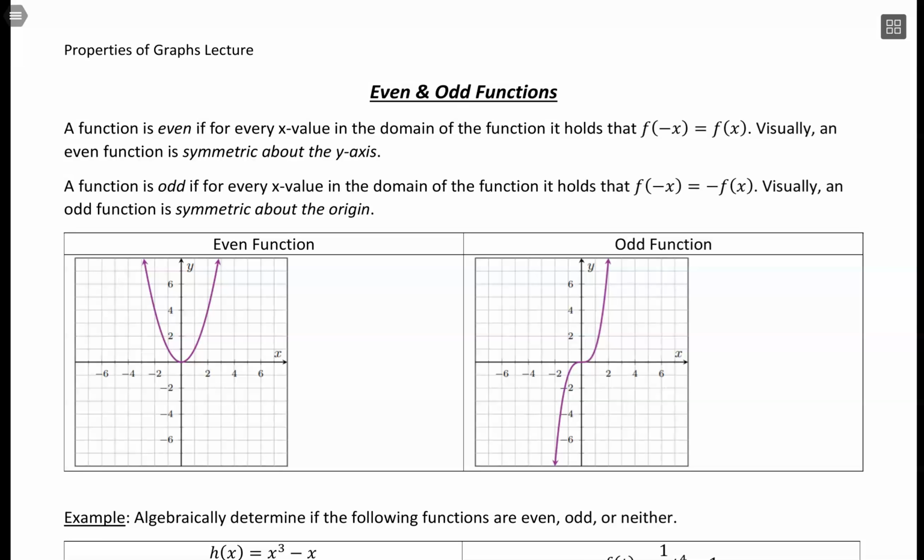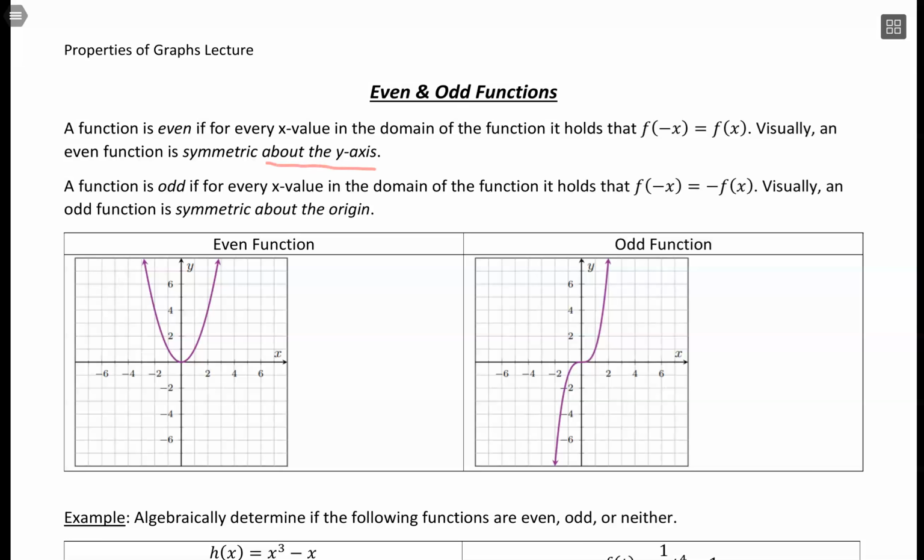Let's look at some even and odd functions and discuss symmetry a little bit. With even and odd functions, we can see it graphically and algebraically. For an even function, what should hold true is that if you plug in negative x and simplify, you should just get the original function out. So plugging in negative values doesn't really change the output of the function. Visually, it's going to be symmetric about the y-axis.